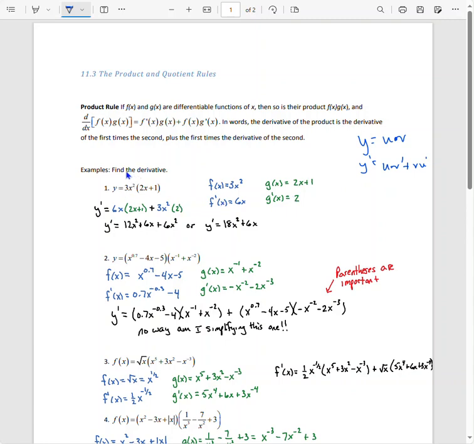So let's find the derivative. y equals 3x squared times 2x plus 1. So I'm going to break it down. This y function, right? It's the function 3x squared. So I'm going to call that f of x is 3x squared. Multiplied by the thing in parentheses, I'm going to call that g of x equals 2x plus 1. And we now have y written as f times g.